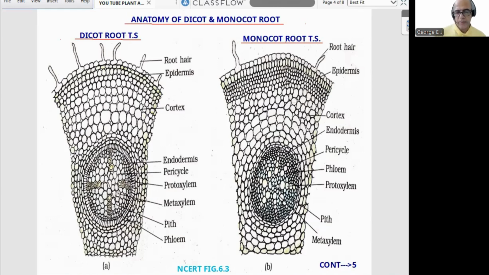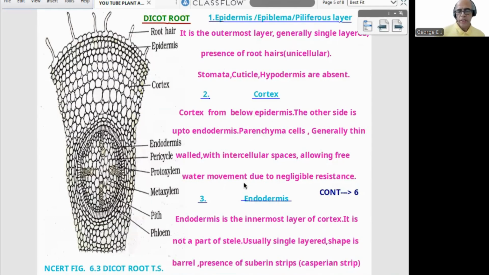Stomata and cuticle, hypodermis absent. This is also applicable mostly to monocots. Cortex is a massive area below the epidermis, up to the endodermis, made of parenchyma cells. Generally, it is thin walled. Intercellular spaces are there, allowing free water movement.